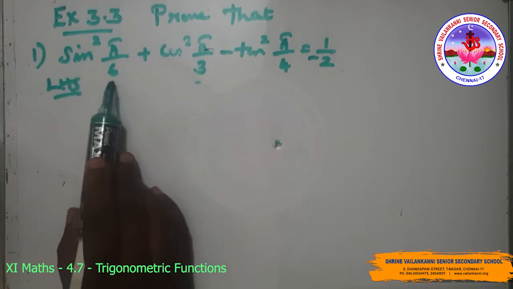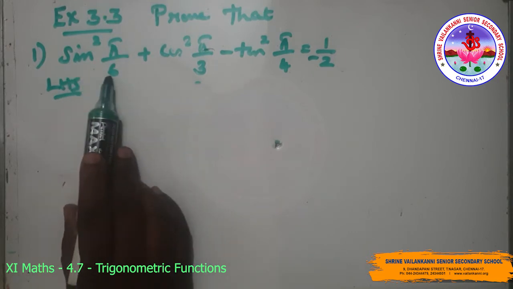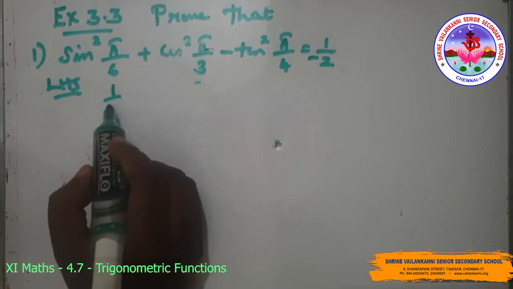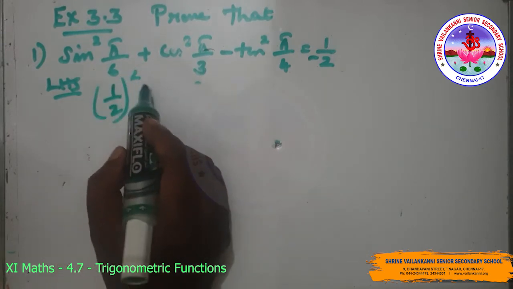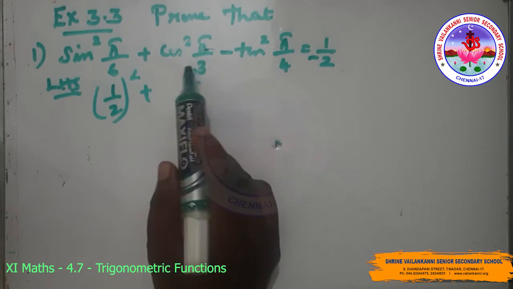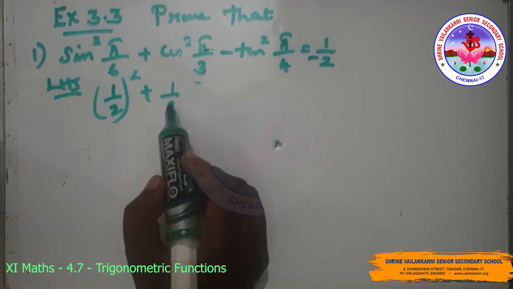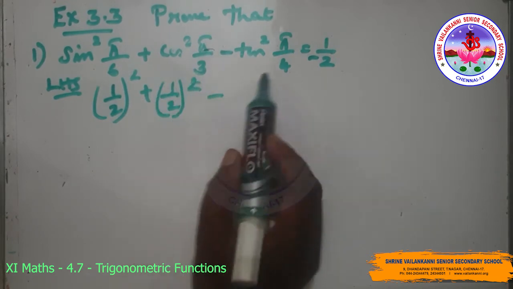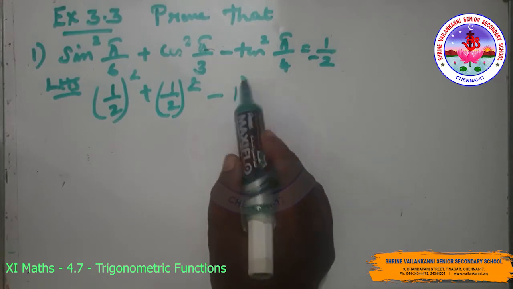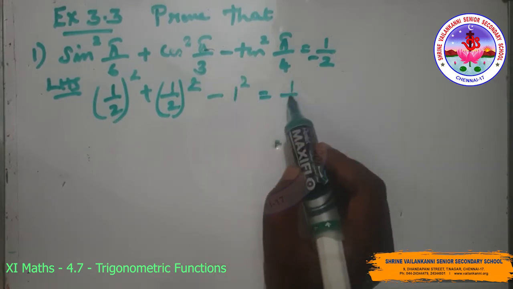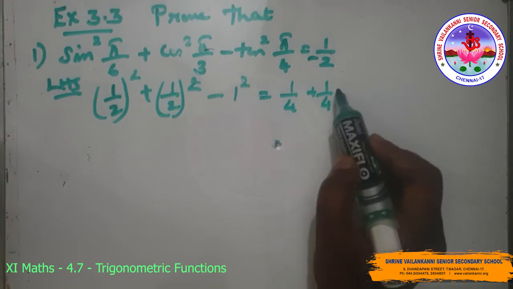So sin pi by 6 is 30 degree. So sin 30 is half. So half whole square. Plus cos pi by 3 which is 60. Cos 60 is 1 by 2. So 1 by 2 whole square. Minus tan pi by 4 is 1. So 1 square, which is 1 by 4 plus 1 by 4 minus 1.